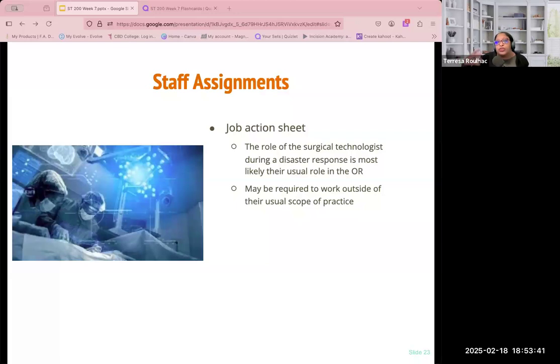And that's just going to depend on the disaster scale. We may also be tasked with managing resources like assisting with emergency medical supplies or taking on additional administrative roles just to support the emergency response.